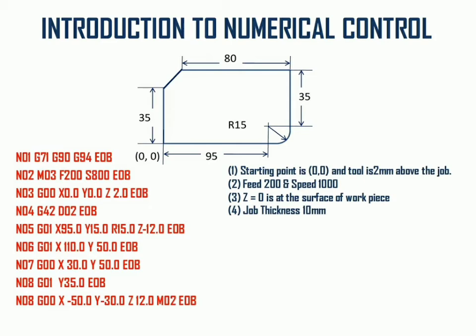So N01, the first instruction block, in which we are taking G71 for the metric unit, G90 for the absolute dimensioning system, G94 for the feed rate in mm per minute, EOB. Then the next instruction block N02, start the spindle M03 with feed rate F200 and speed 800, EOB. Then the next instruction block N03, G00 X0, we need to bring the tool to the origin 2 mm above the workpiece. So the Z coordinate is 2.0, EOB.